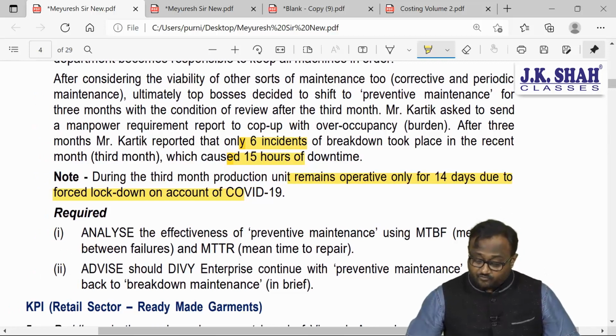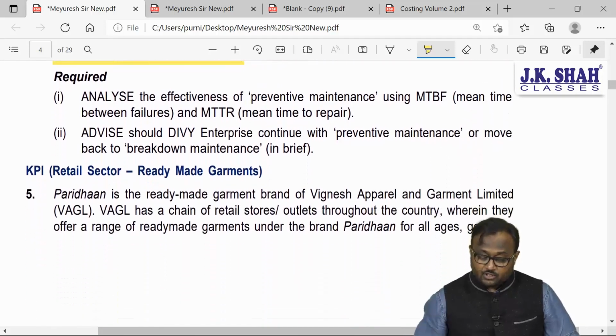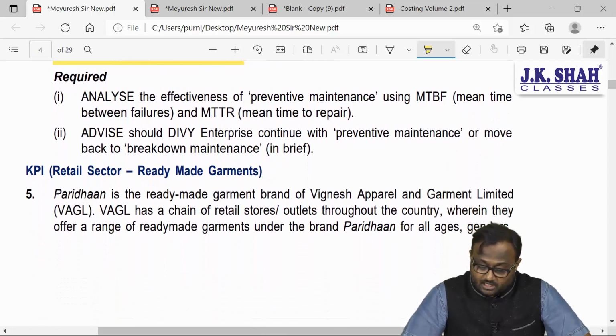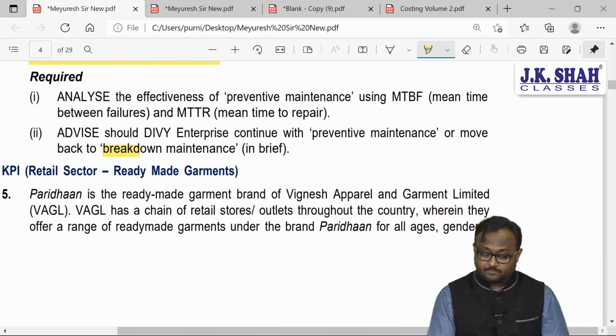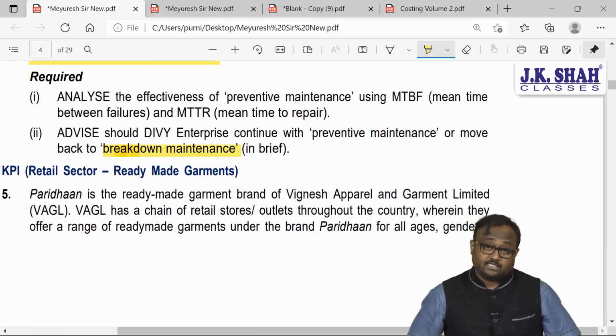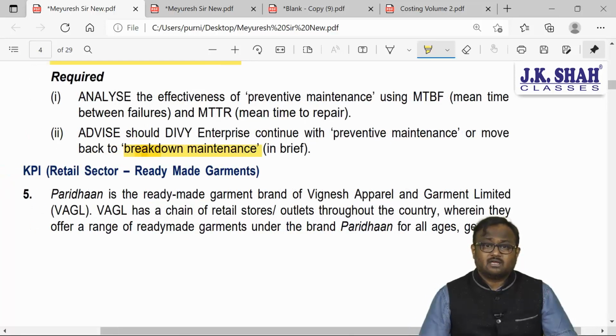Analyze the effectiveness of preventive maintenance. Mean time between failures and mean time to repair. Advise, should Divi Enterprise continue with preventive maintenance or move to breakdown maintenance? Breakdown maintenance is a restorative activity. Let's analyze this. ये ऐसा क्या मांग लिया यार?